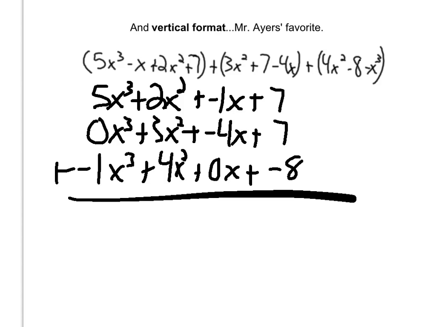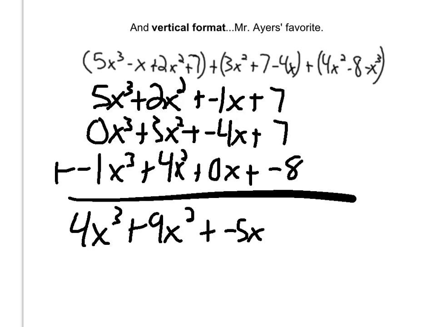Okay, so 5x cubed plus 0x cubed plus negative 1x cubed is 4x cubed, plus 2 plus 3 plus 4x cubed, which is 9x squared, plus negative 1x plus negative 4x plus 0x is negative 5x, plus 7 plus negative 8, which is 14, plus negative 8 is 6.